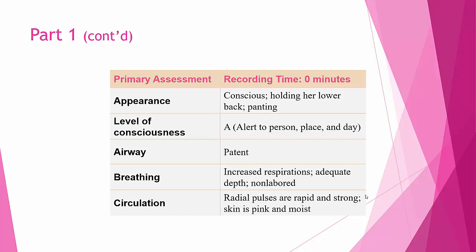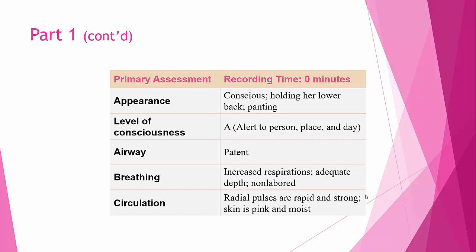What you find: your appearance: she's conscious, holding her lower back and panting. She's alert. Airway is patent. Respirations are increased with adequate depth, but non-labored. Makes sense, right? She's in pain, contractions, birth, all that fun stuff. And then circulation: radial pulses, rapid and strong, skin is pink and moist. So, at this point, do we really have any immediate life threats? I don't think so. Remember, childbirth is not an emergency.